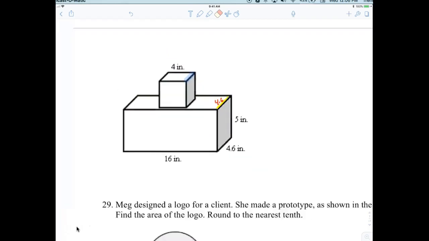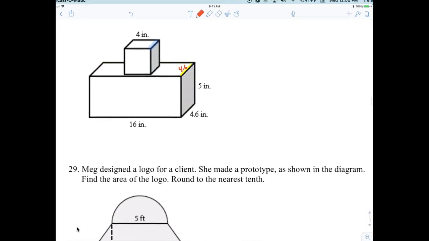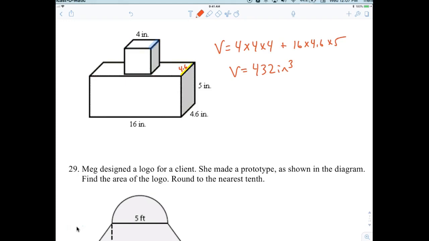All right, so we would say that the volume of the cube would be 4 times 4 times 4. Does everybody agree with that? Plus 16 times 4.6 times 5. Is everybody okay with that? And now somebody tell me the volume. Oh, I got 435 inches cubed. Is that right? I mean, 432 inches cubed. 432 inches cubed. All right. Any questions with that?